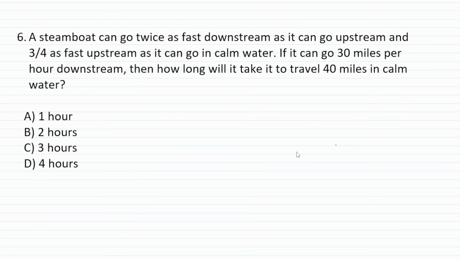Number 6 says a steamboat can go twice as fast downstream as it can go upstream and 3/4 as fast upstream as it can go in calm water. If it can go 30 miles per hour downstream, how long will it take to travel 40 miles in calm water? So for this one, you should recognize that we have all the elements of the distance formula.